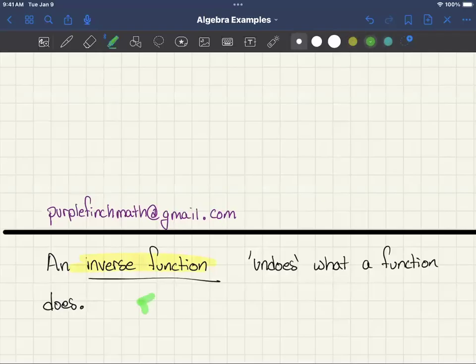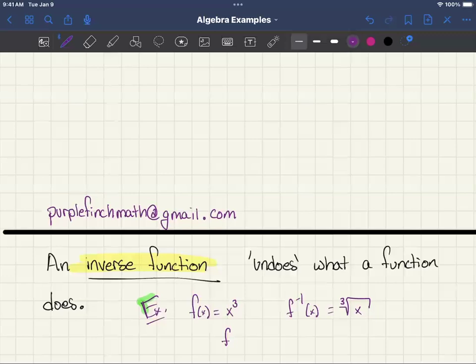So for example, if we have the function f of x is equal to x cubed, our inverse function for that would be the cube root of x. And so when we take f of f inverse of x, we would be taking the cube root of x and then cubing it, we would get x back again. So what we put in, we get back again.